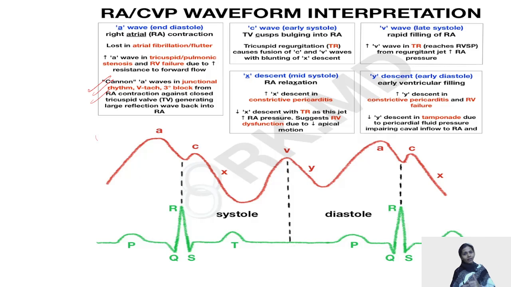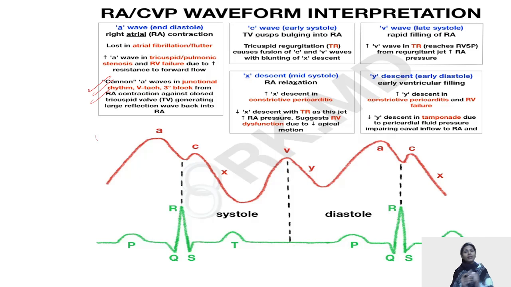Then you have one descent. You have 2 positives, A, C, V, 3 positive, 2 negatives, X. The X is when the right atrium is relaxing. But it is not possible in the cases of constrictive pericarditis, in which this X also increases. Then V wave. V wave comes when you have your preload and there is filling of your right atrium. That is your positive V wave.